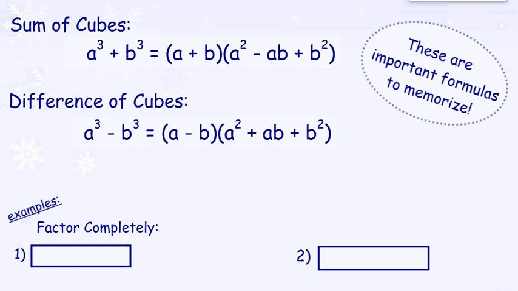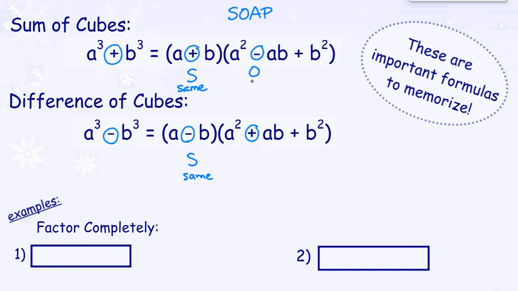Something that I've learned that I think makes it a little bit easier to remember these formulas is an acronym called SOAP. And I'm going to explain SOAP to you. So right here you have plus, and the first sign in your answer, the factored form's answer, is a plus, so that is the same sign, S for same. Down here we have minus, and we start with a minus, so S for same. Now the next sign you come across, when it was plus, it changed to minus, and when it was minus, it changed to plus. So O for opposite.